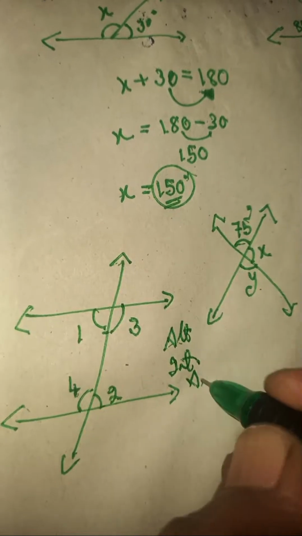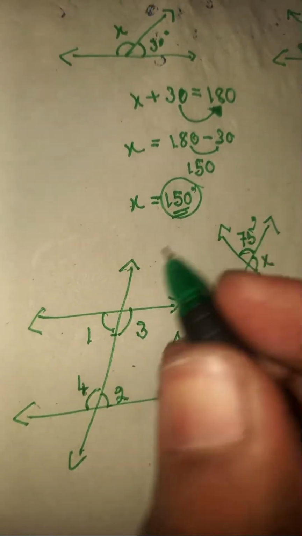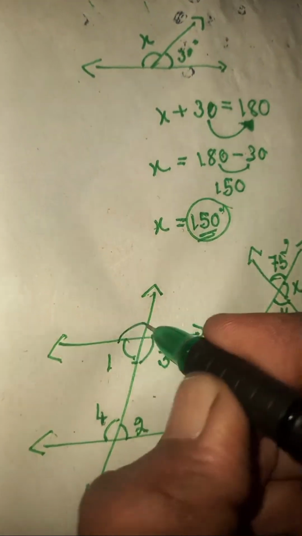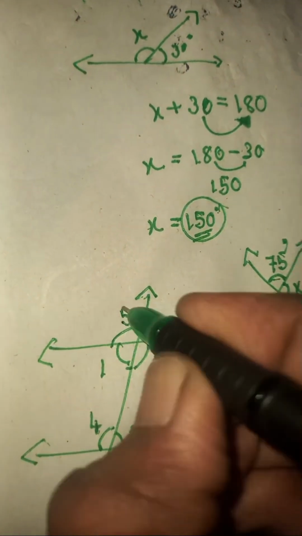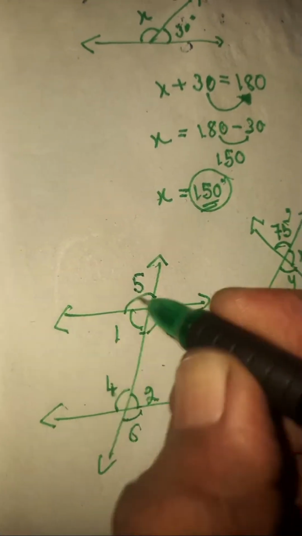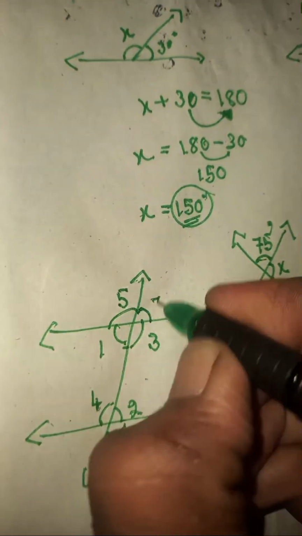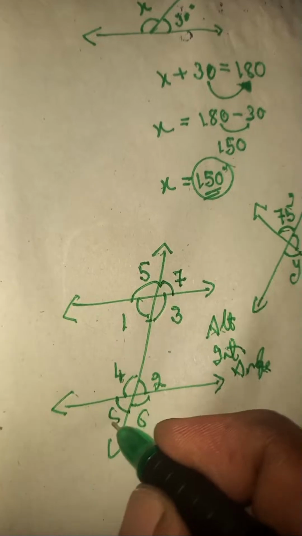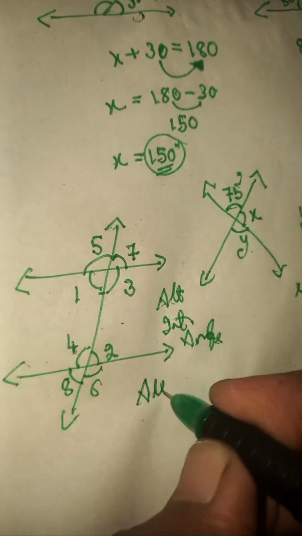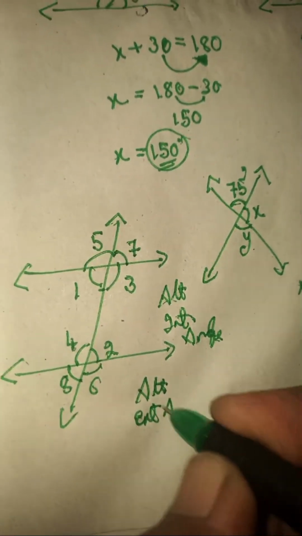I'm going to tell what alternate exterior angles are. Here you take this angle 5 and this angle 6. Those two are also equal. They are known as alternate exterior angles. Here angle 7 and angle 8 are also known as alternate exterior angles.